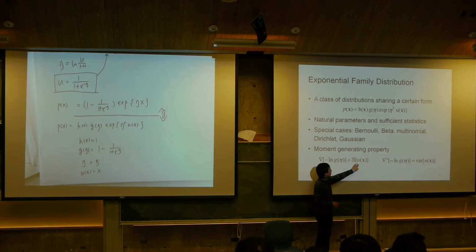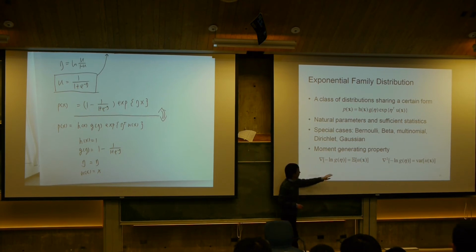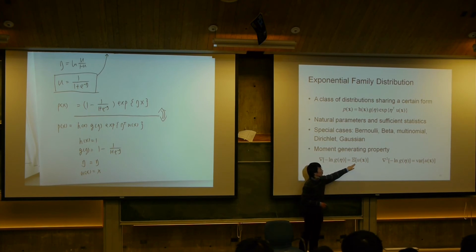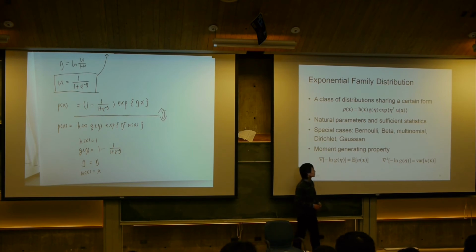By the way, why is U(x) called sufficient statistics? It is also from these two equations. Suppose you want to estimate eta. You can see that all you need to know is U(x), which means that U(x) is sufficient to get you a value of eta. So this is why it is called sufficient statistics.